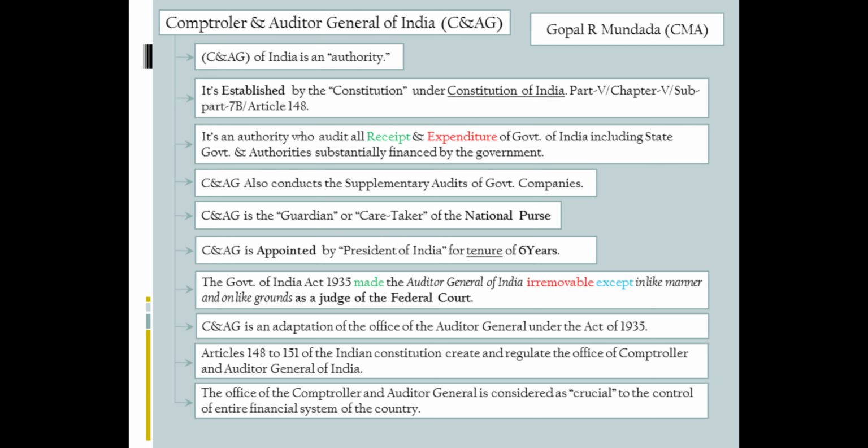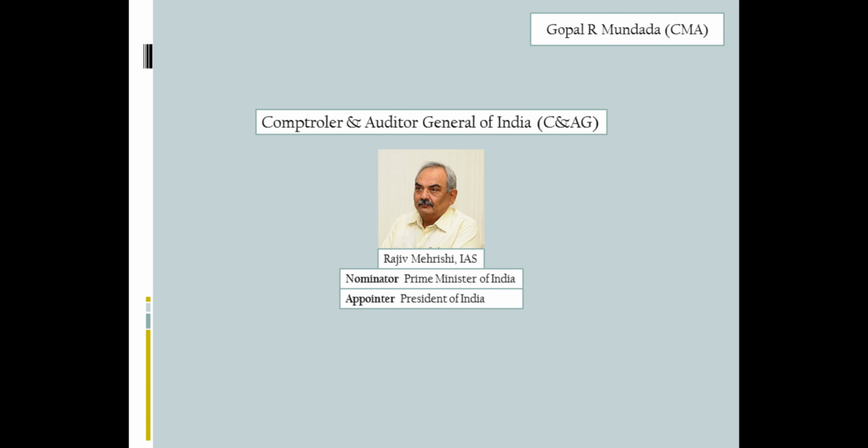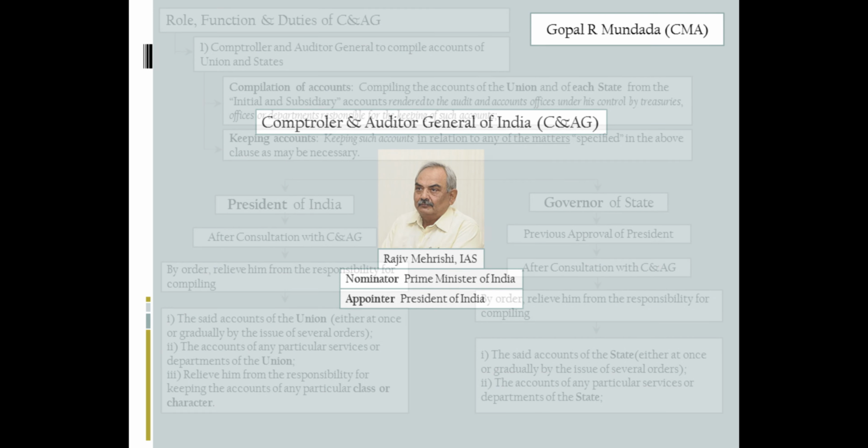Several powers are given to the C&AG so that they can conduct the audit of government receipts and government expenditure. This is our current C&AG, Rajiv Mehrishi, IAS, and this C&AG is nominated by the Prime Minister of India and appointed by the President of India.